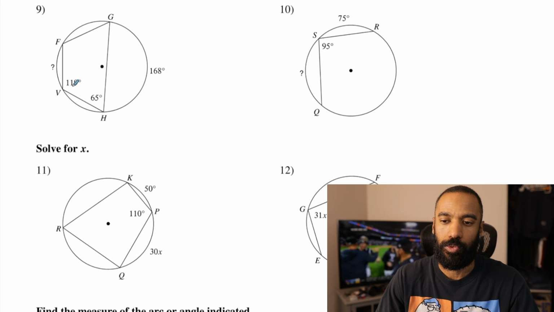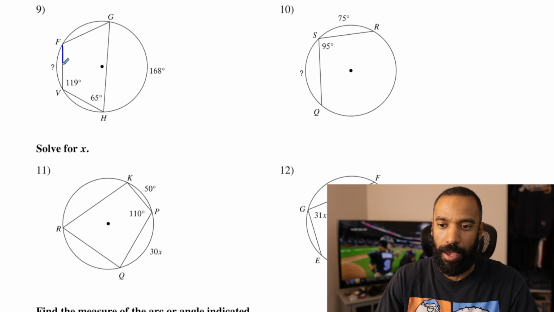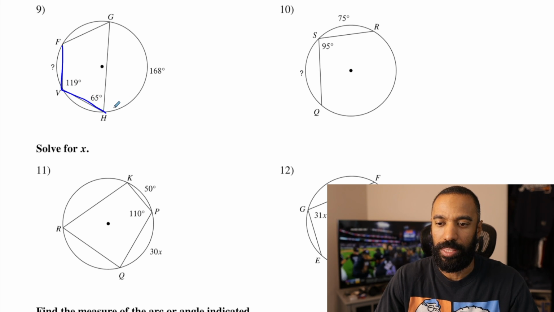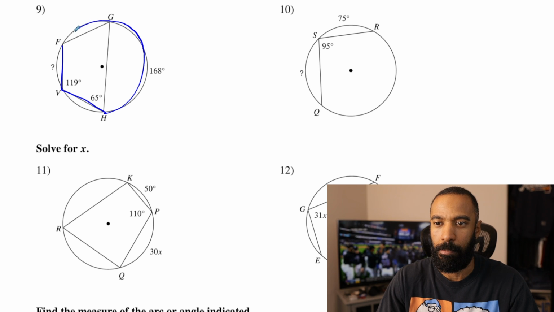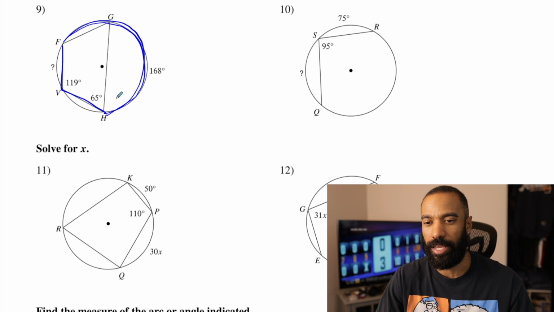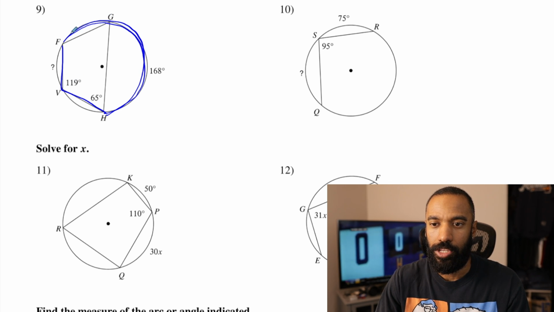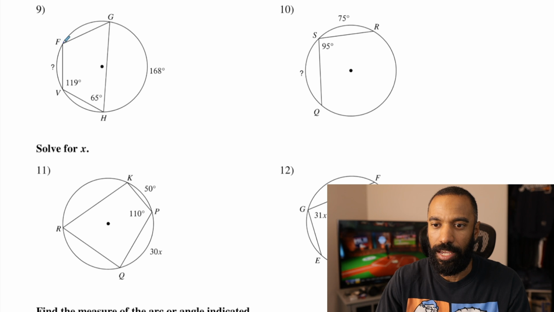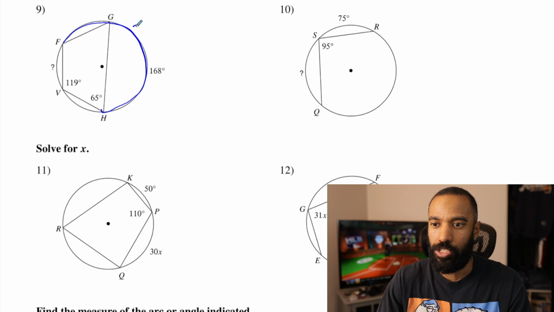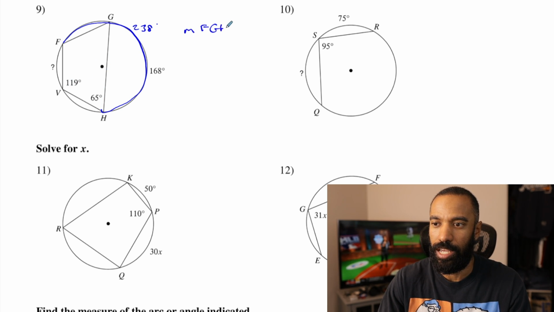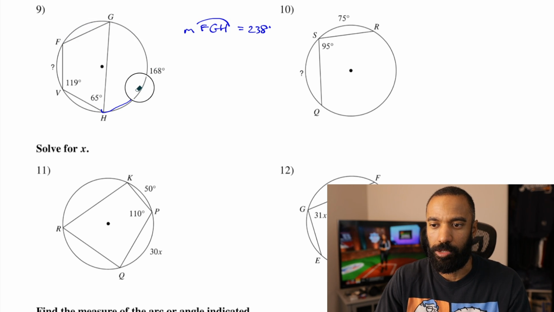Now, this 119 degree measure is an inscribed angle, boom, with this intercepted arc, boom, right here, this major intercepted arc like that. 119 doubled is 238 degrees. So this whole thing right here is 238 degrees because we doubled the 119. So measure of arc FGH, as it's a major arc, is 238 degrees.